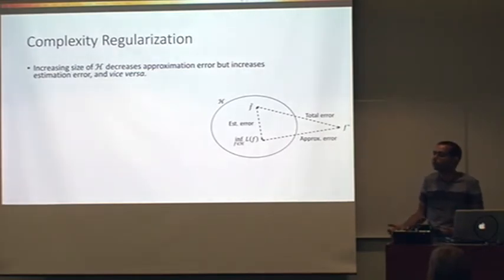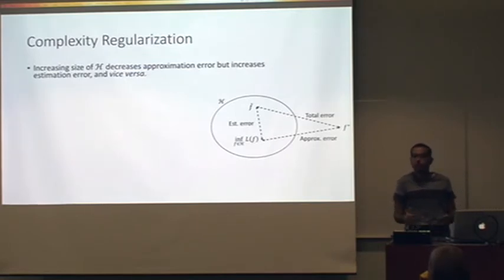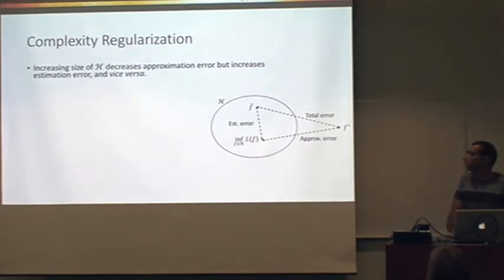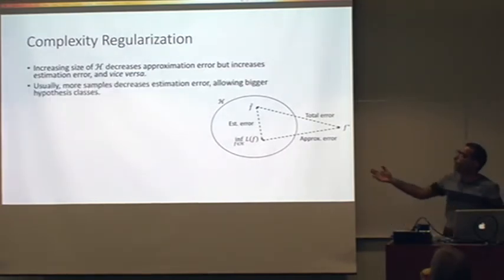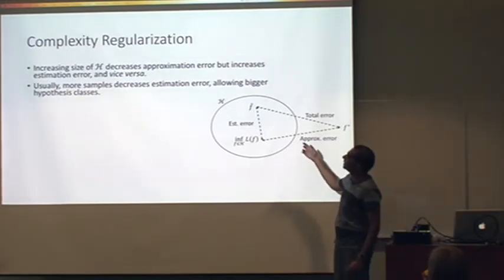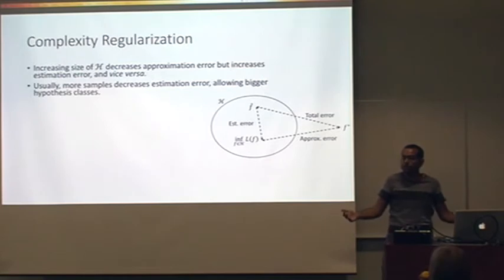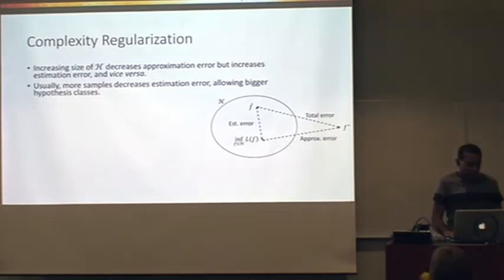So you might know this, for example, the class of polynomials with big degrees is bigger than the class of polynomials with small degrees, and it's much more noisy. You need many more samples to learn polynomials of high degree from a certain amount of data. So usually having more samples gives you less estimation error, and so you can then use a bigger hypothesis class, and that will also reduce your approximation error.